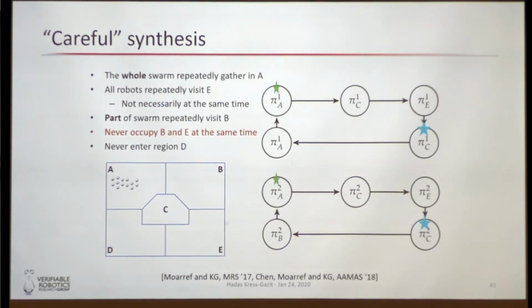But it is possible. I just need to change my controller. So if I keep going through C, there's no problem. What I'm assuming, I should actually clarify, is that a transition between two regions, I cannot do instantaneously, but I am going to assume that the swarm is either in one region, in the transition, or in the second region.